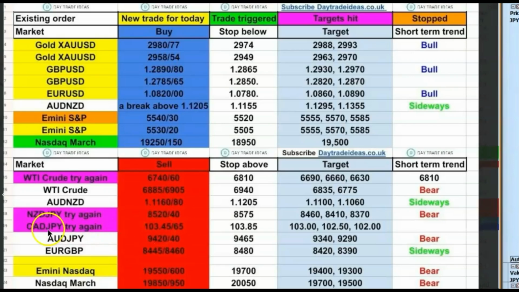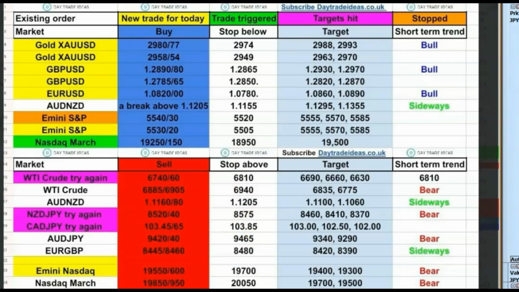Canadian dollar, Japanese yen. That trade worked really, really well this week. We hit the target at 102.00. We're having a small bounce up to 103.07 right now as we speak. I've got a good sell level at 103.45, 103.65. Again, small, pretty tight stop loss, around 30 pips, which is usual for me.